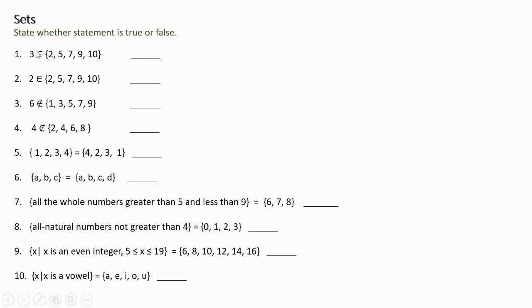So, for example, 3 is an element of the set containing 2, 5, 7, 9, and 10. That is false because 3 is not in that set. Okay. Look at number 2. 2 is an element of the set containing the elements 2, 5, 7, 9, and 10. This is true because 2 is in the set.